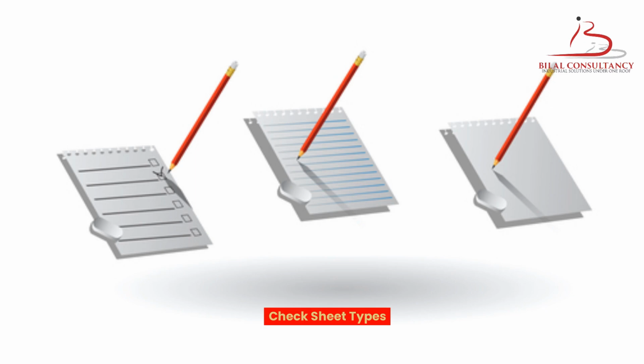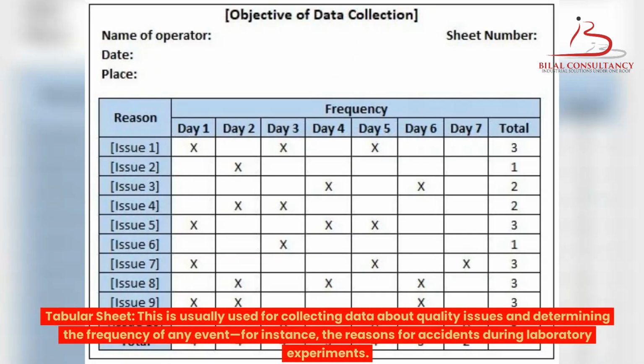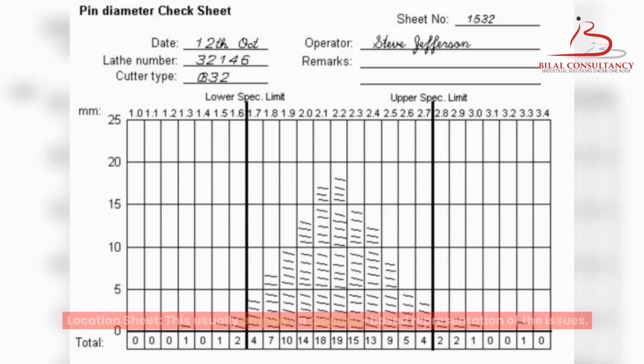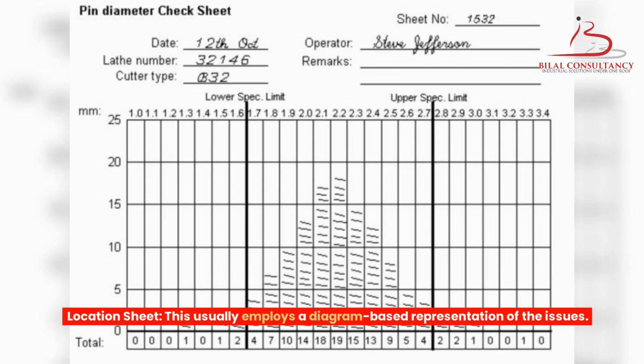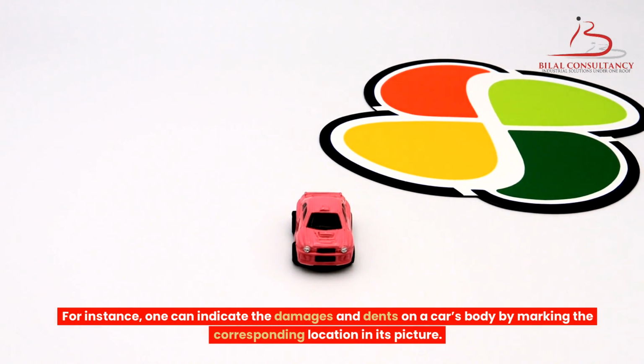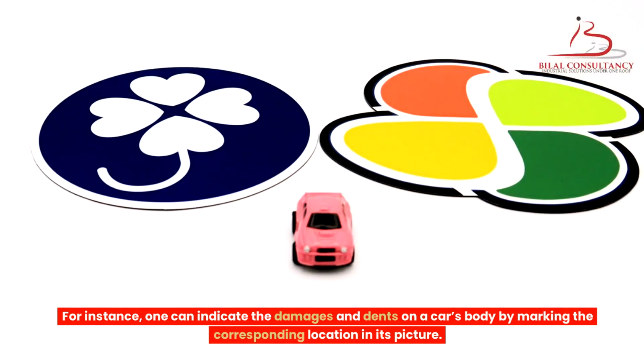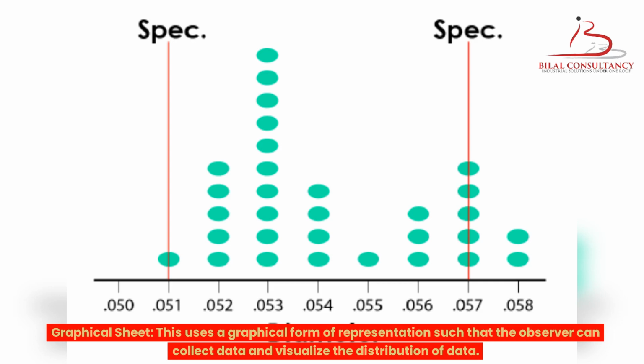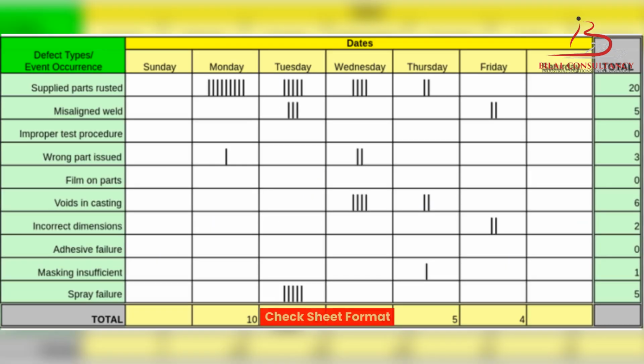Check sheet types. Tabular sheet. This is usually used for collecting data about quality issues and determining the frequency of any event, for instance, the reasons for accidents during laboratory experiments. Location sheet. This usually employs a diagram-based representation of the issues. For instance, one can indicate the damages and dents on a car's body by marking the corresponding location in its picture. Graphical sheet. This uses a graphical form of representation such that the observer can collect data and visualize the distribution of data.